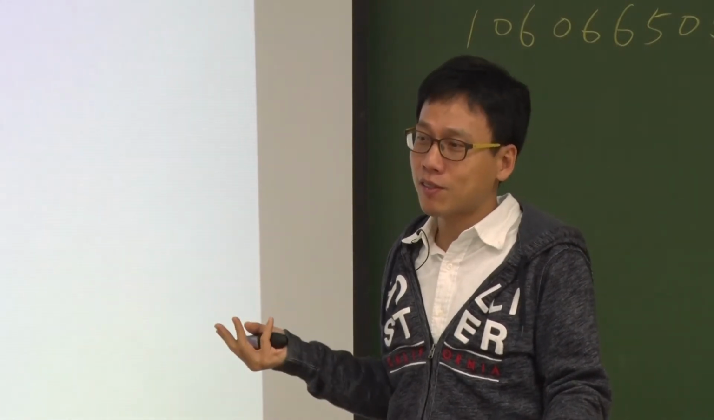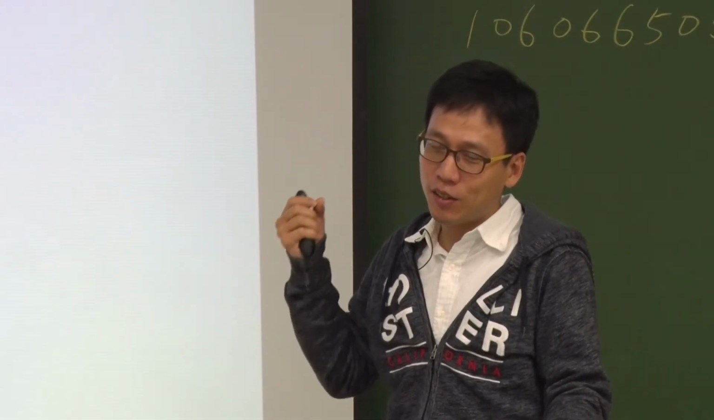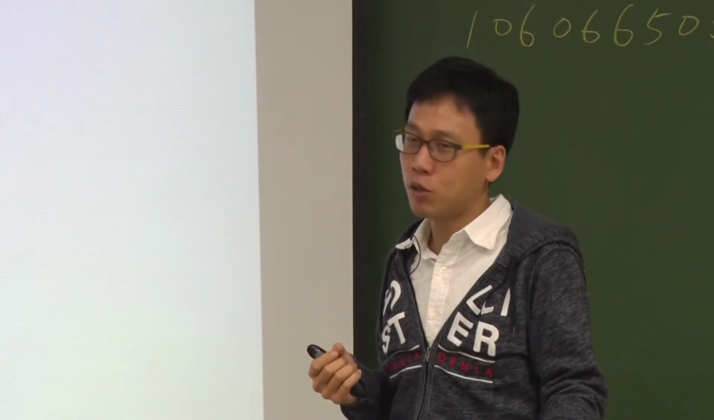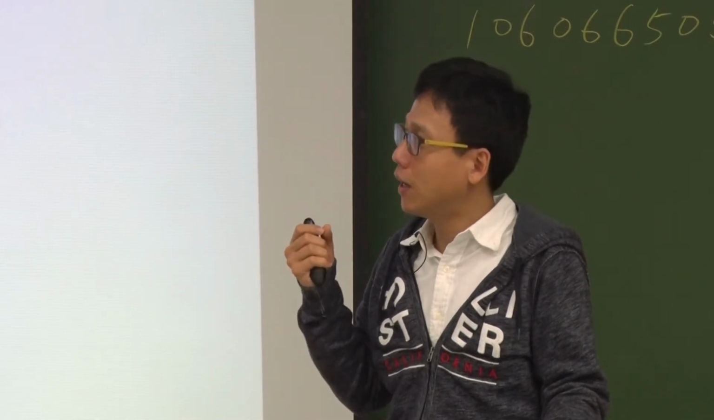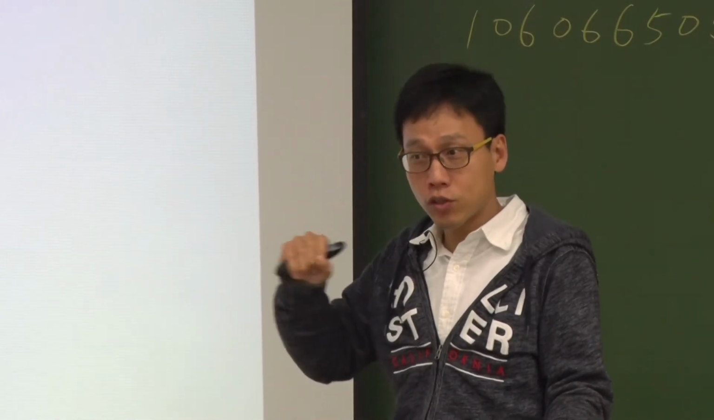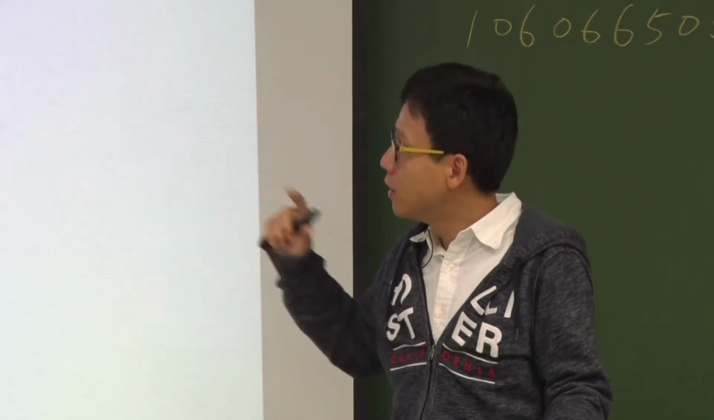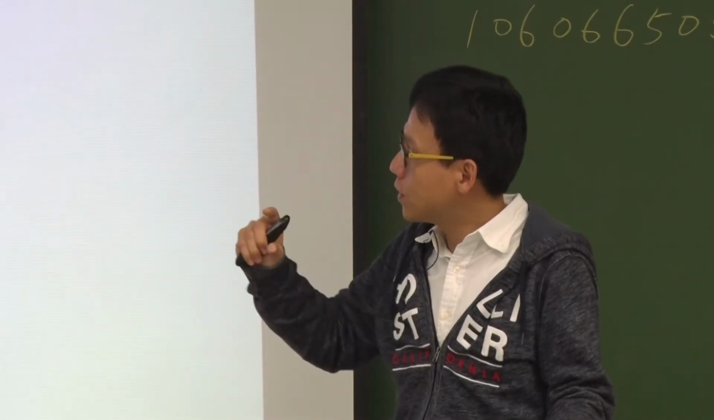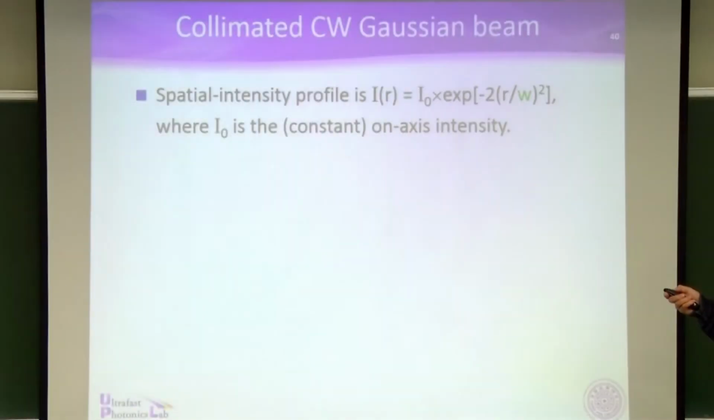In practice, this is not true, right? Any optical beam has some diffraction effect, so gradually it will diverge. But within a certain distance, maybe we can assume it's almost collimated, no beam divergence. Okay. What is CW? Single frequency. So that means we don't consider optical pulses in the beginning.